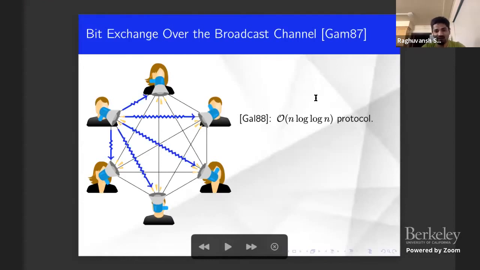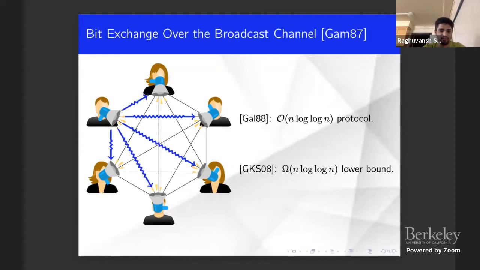But it is known that this is tight. This is a very technically deep lower bound that was shown after 20 years, that Gallager's protocol is essentially tight, and you cannot improve it by more than a constant factor. However, all of these results assume that there are no malicious parties. And in fact, Gallager's protocol breaks down even if there is one malicious party in the system. And we ideally want to tolerate a large constant fraction.